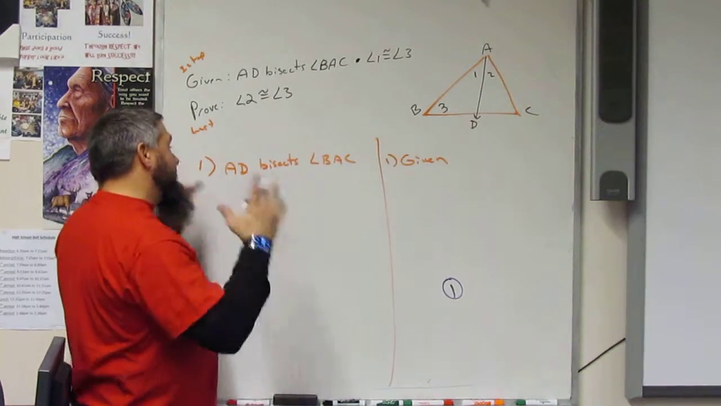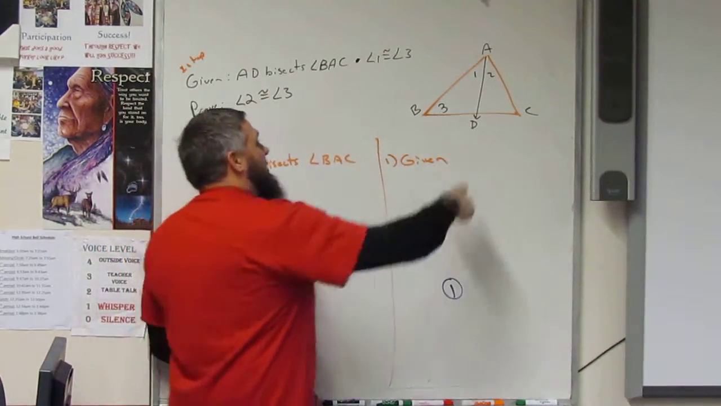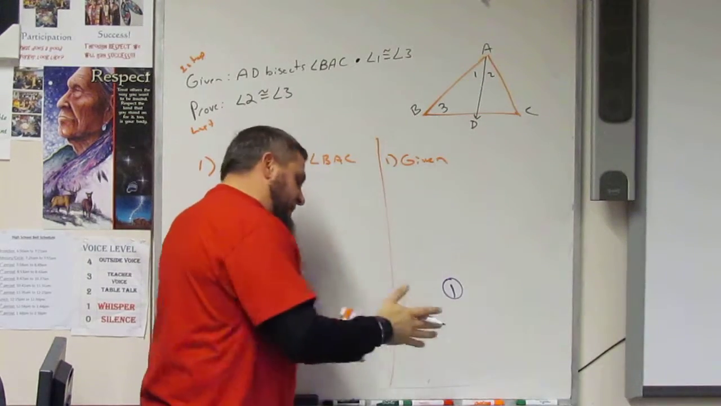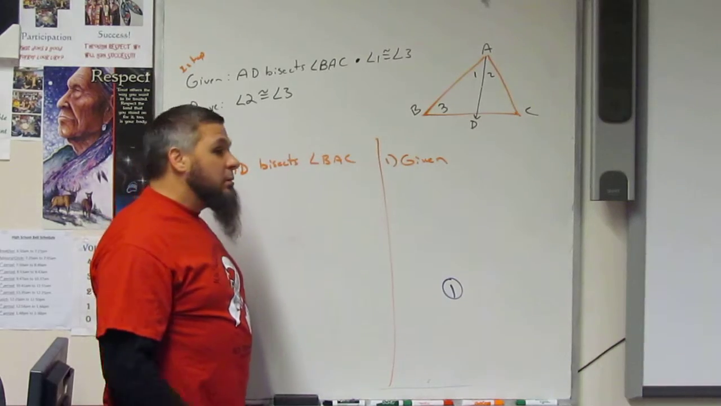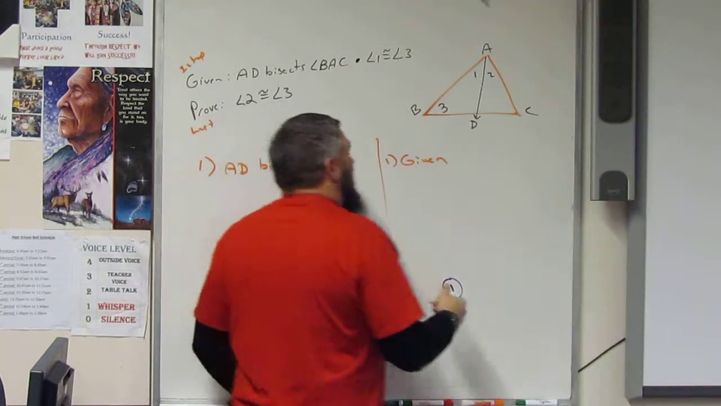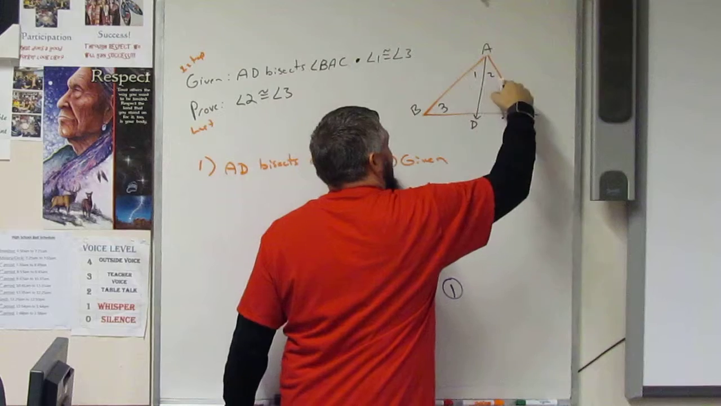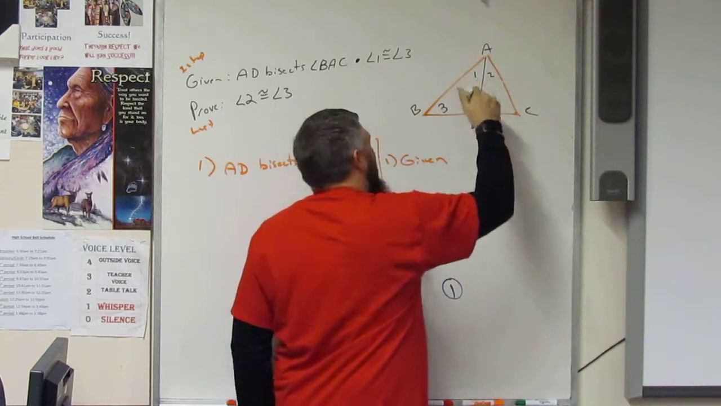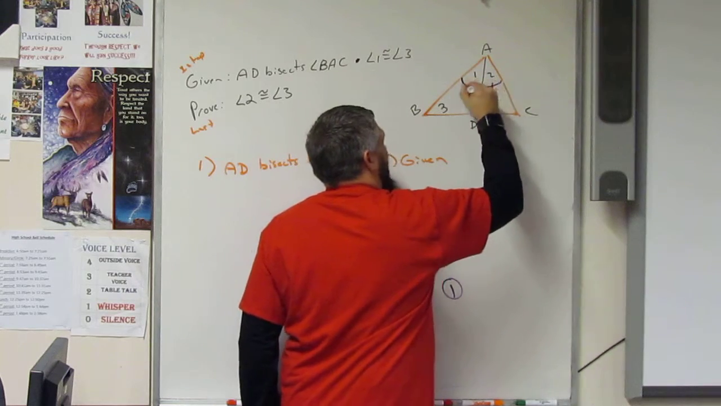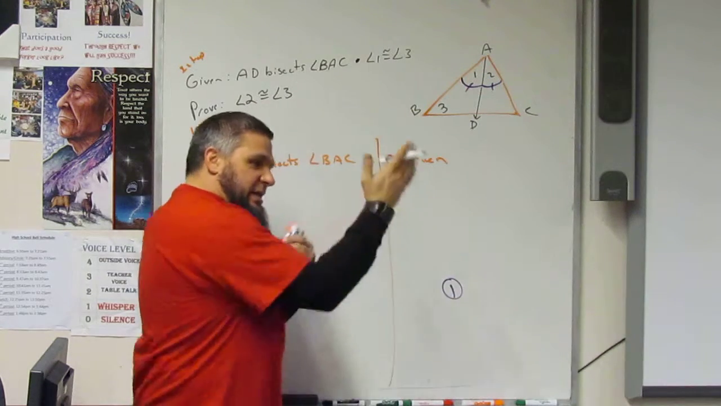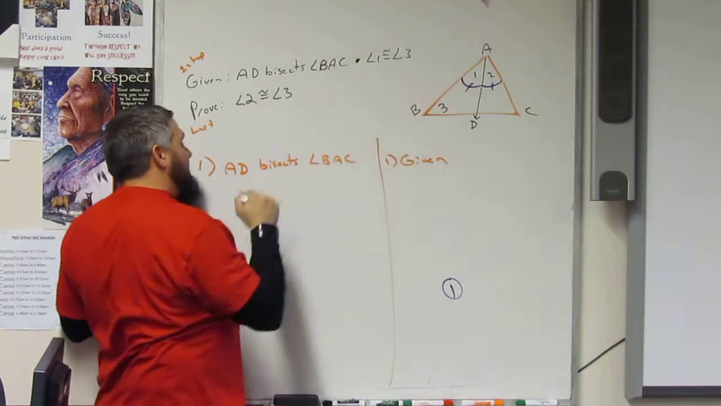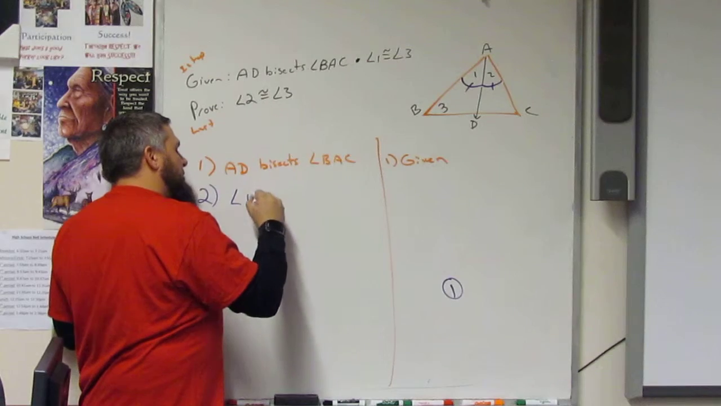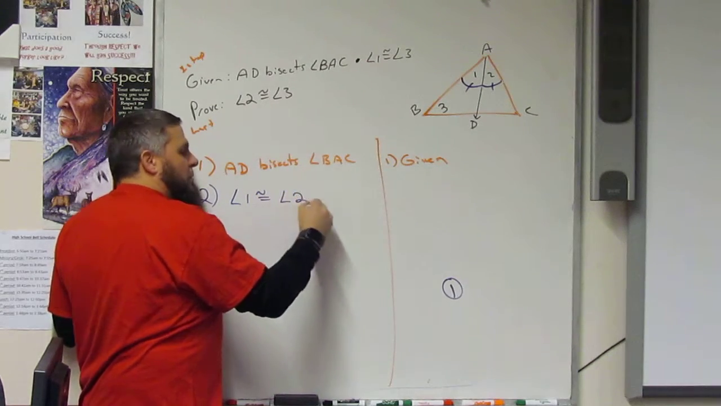All right, so what does this tell me? This bisects this. What does that tell me when you bisect something? Cut it in half. Good. So if I cut this angle in half, what's that telling me about 1 and 2? They're congruent. Yes. So those have to be equal because I cut that whole thing in half. So part 2 is, hey, that means angle 1 is congruent to angle 2.